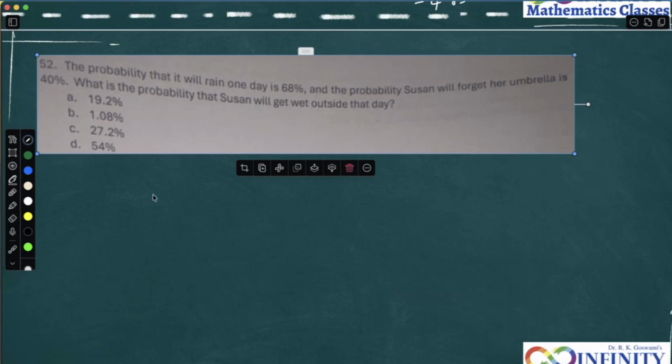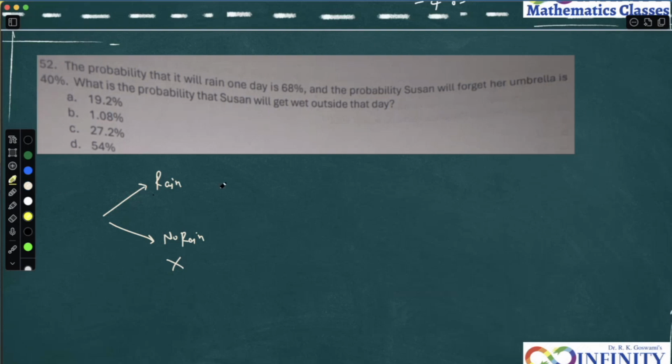Give me a second. The probability that it will rain, so there are two situations: there is rain and there is no rain. If no rain is there, I do not need an umbrella. Am I right? Okay, so if it is rain, the probability that Susan will forget her umbrella is going to be 40%. Is it he or she? Let it be she. Susan will forget the umbrella.